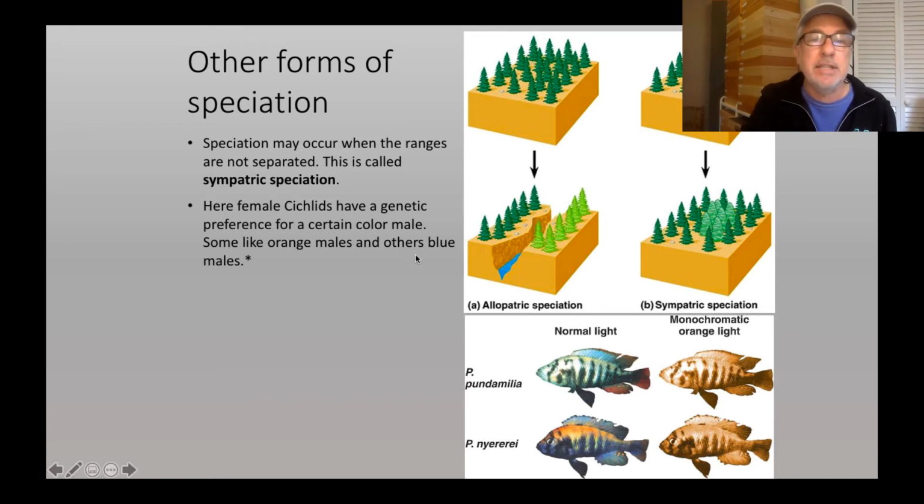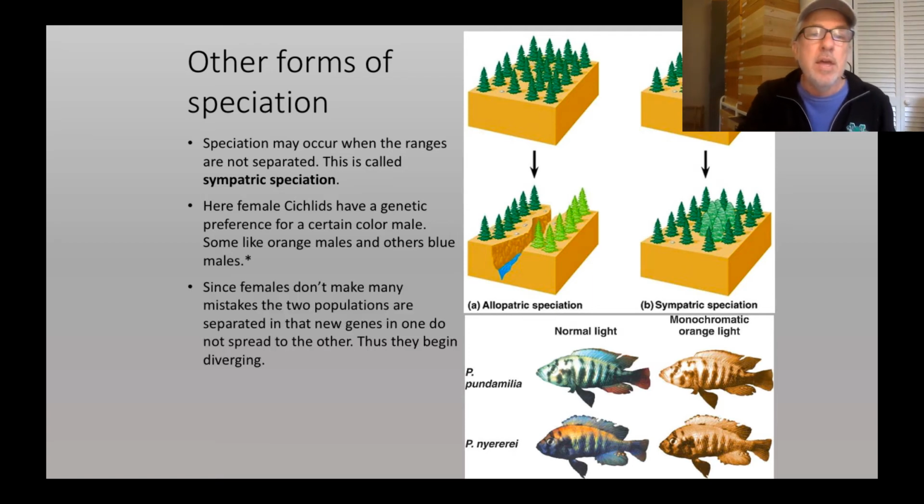Here, female cichlids, which is a kind of fish, have a genetic preference for a certain color male. Some females like orange males, and others like blue males. Earlier, we talked about sexual selection and arbitrary choices, and indeed, these two types of females seem to be making arbitrary choices. The females don't make many mistakes, and as a result now, the orange male population and the blue male population are separated. There is no gene flow between them, and they are beginning to diverge. They are on their way to becoming different species.